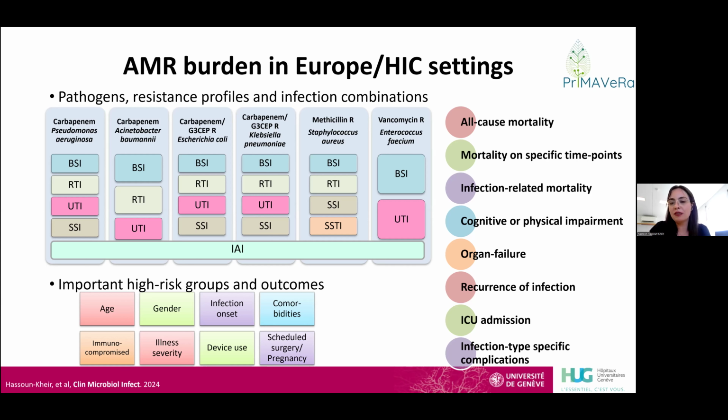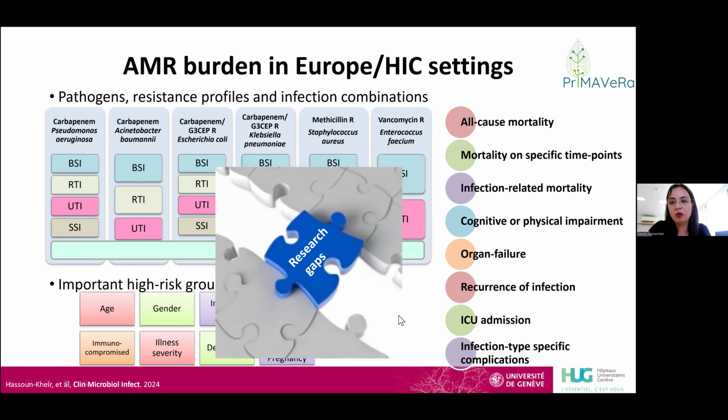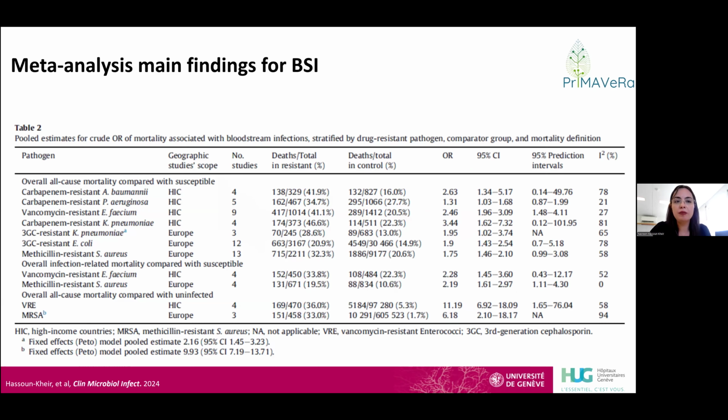And of interest in health outcomes was also mortality, but also other very relevant outcomes such as disability, recurrence, need for ICU, etc. And when we did this exercise, we faced huge research gaps, also in the frequency of AMR, also in the burden of AMR, in the health burden and the economic burden. So we could find some data on bloodstream infections due to resistant organisms, but other than that, for other infection types and for other infectious syndromes, the data was very lacking.